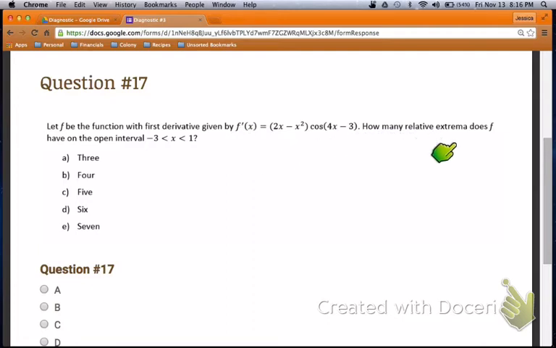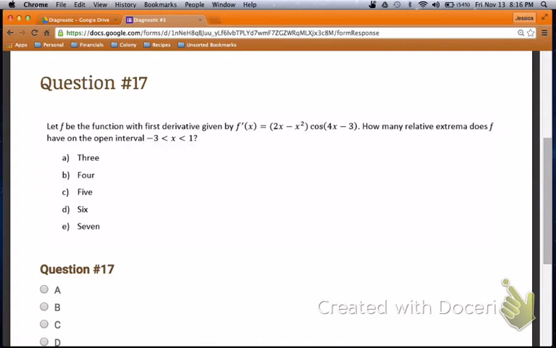Relative extrema come from the critical points of the first derivative. So essentially figuring out where this function equals 0 and making sure that it changes sign at that point. As long as it changes from positive to negative or vice versa, then it will be a relative extrema. So if I can graph this in my graphing calculator and figure out how many times it crosses through the x-axis on this interval from -3 to 1, then I'll be good to go.